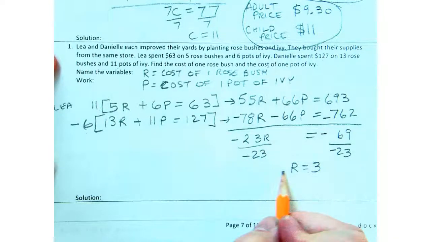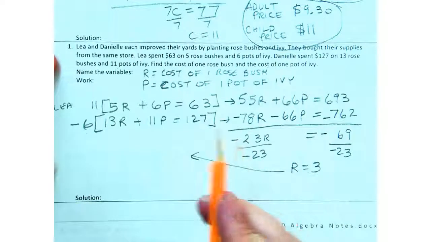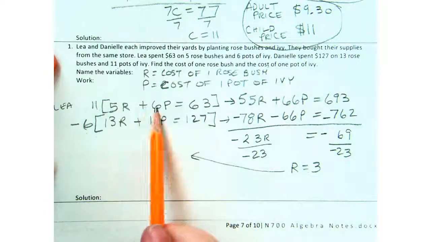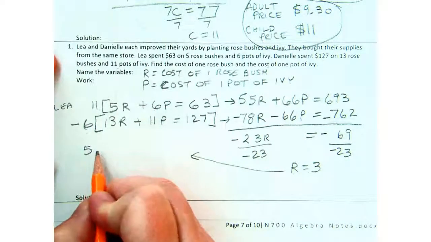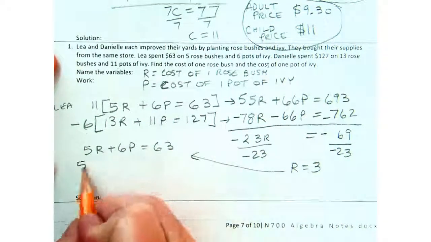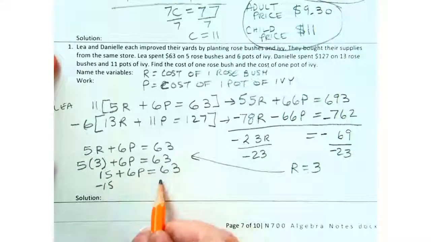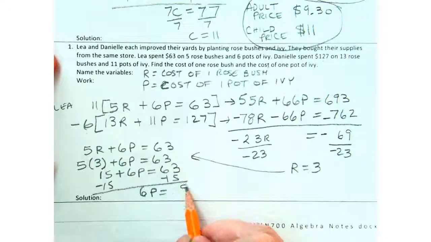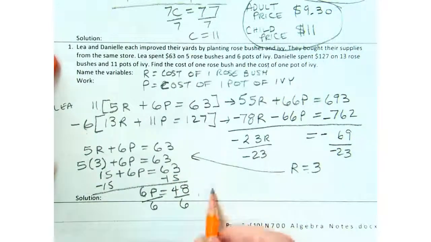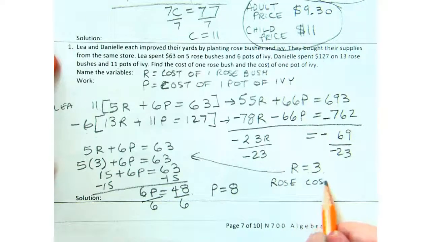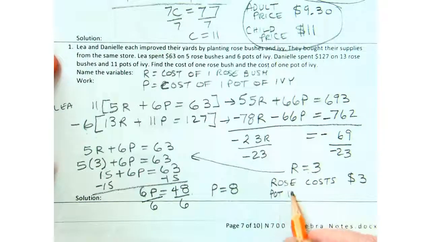Plug the value of R into one of the original equations. I choose the first one. 5R plus 6P equals 63. Now solve for P. The answer to the original question, then, is that the cost of a rose bush is $3 and the cost of one pot of ivy is $8.